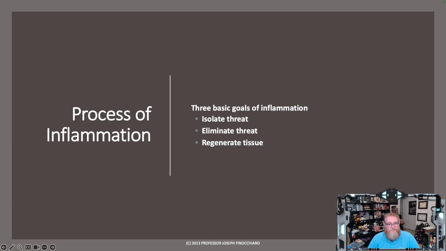There are 3 basic goals of inflammation. The first is to isolate the threat, and once it is isolated, it eliminates the threat, and then finally it's going to regenerate the tissues in that area.